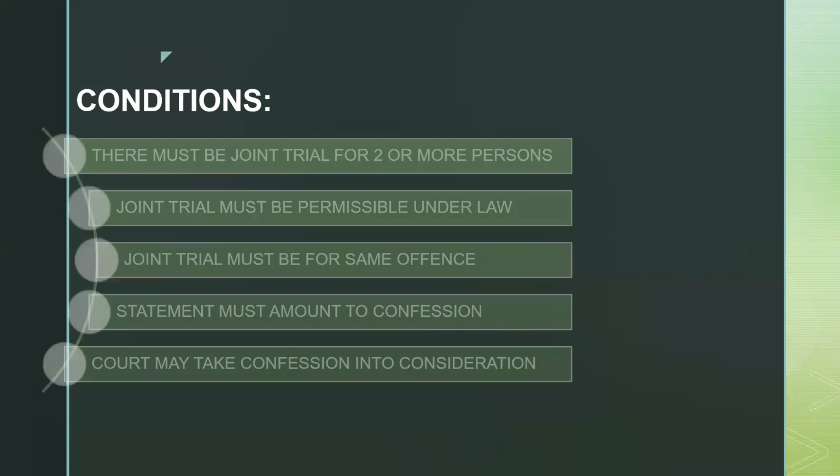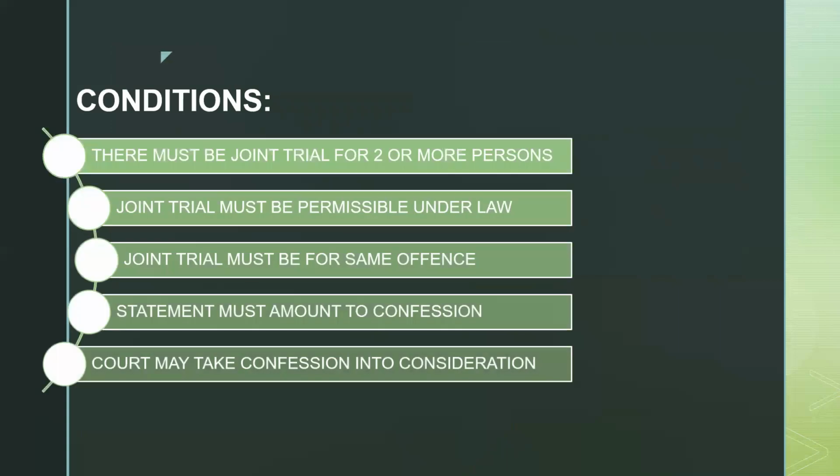And there are 5 conditions for Section 30 to come into picture. First one being there must be joint trial for 2 or more persons. Second one, joint trial must be permissible under law. Third one, joint trial must be for the same offense. Fourth one, statement must amount to confession. Fifth one, court may take confession into consideration.